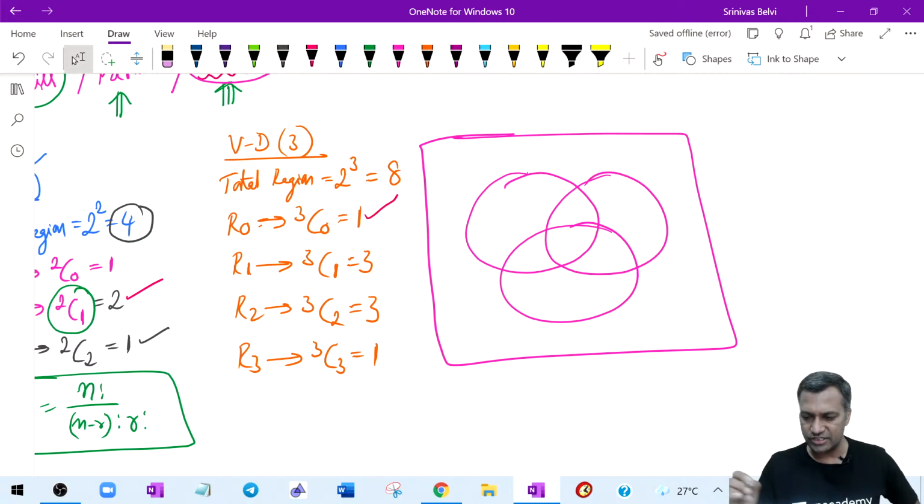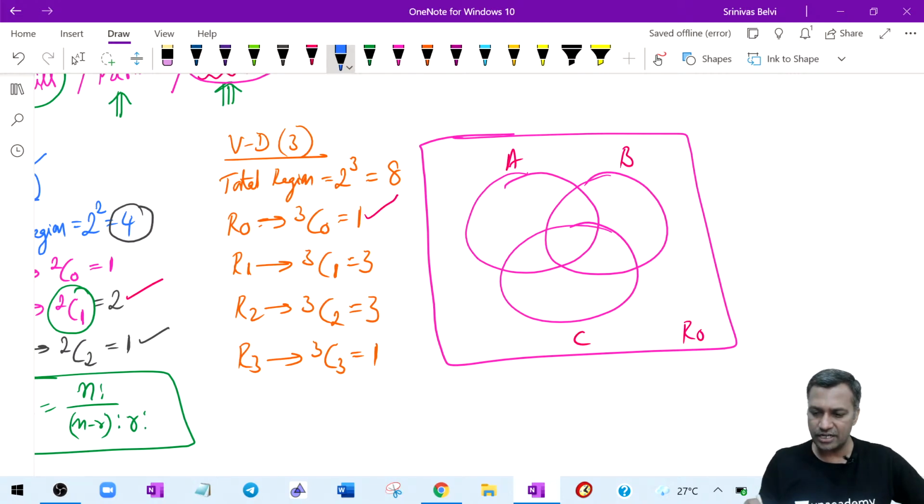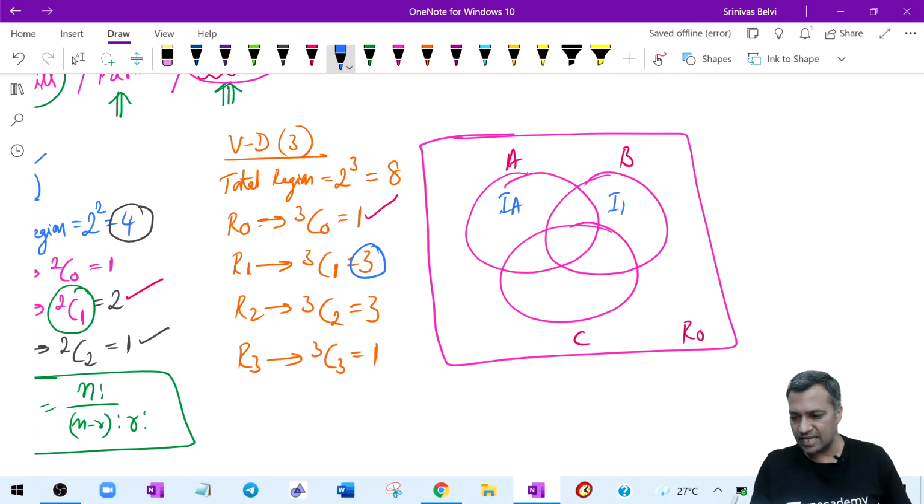Where is region 0? It is here, outside. That's region 0. Three magazines, let's say A, B, C. Where are these three regions of 1s here? This is the region of 1. They read only magazine A. These read only magazine B. These read only magazine C. Three regions I represented.